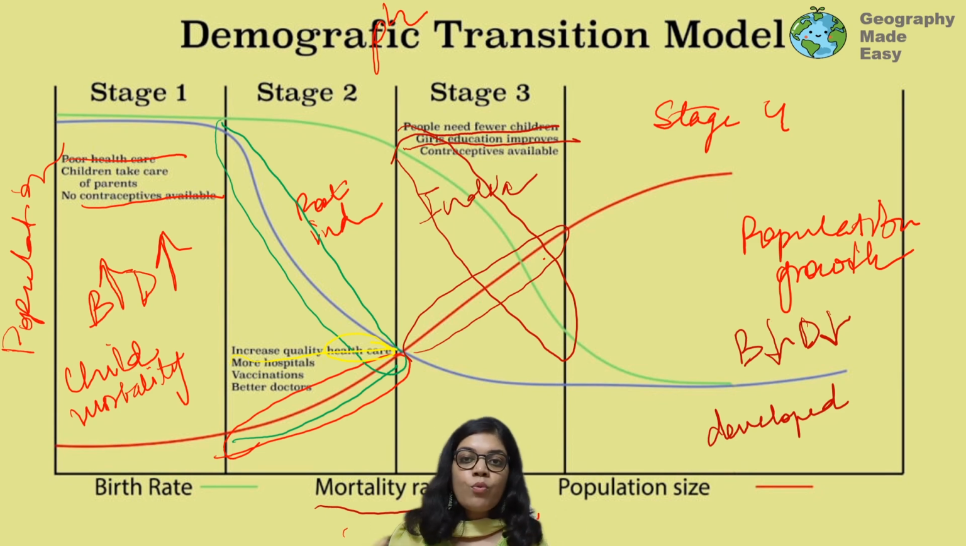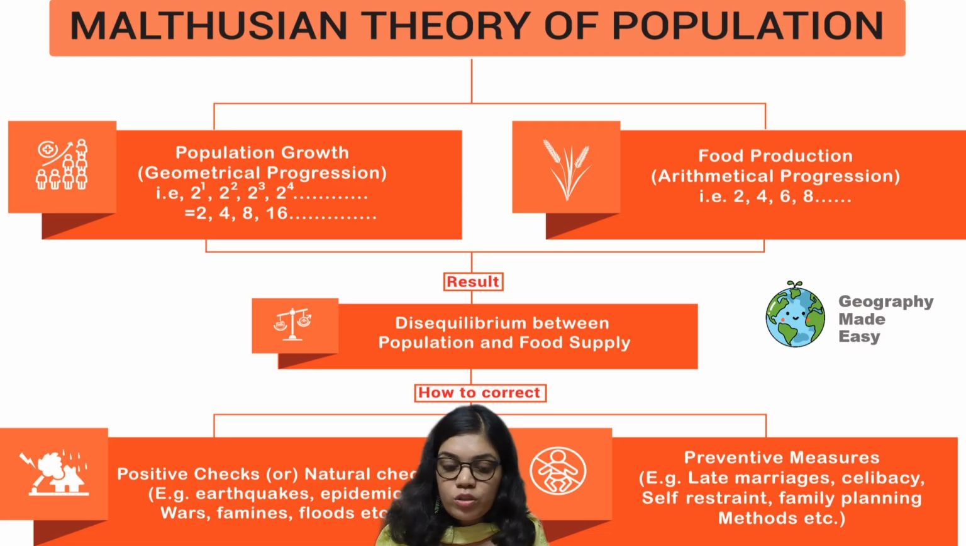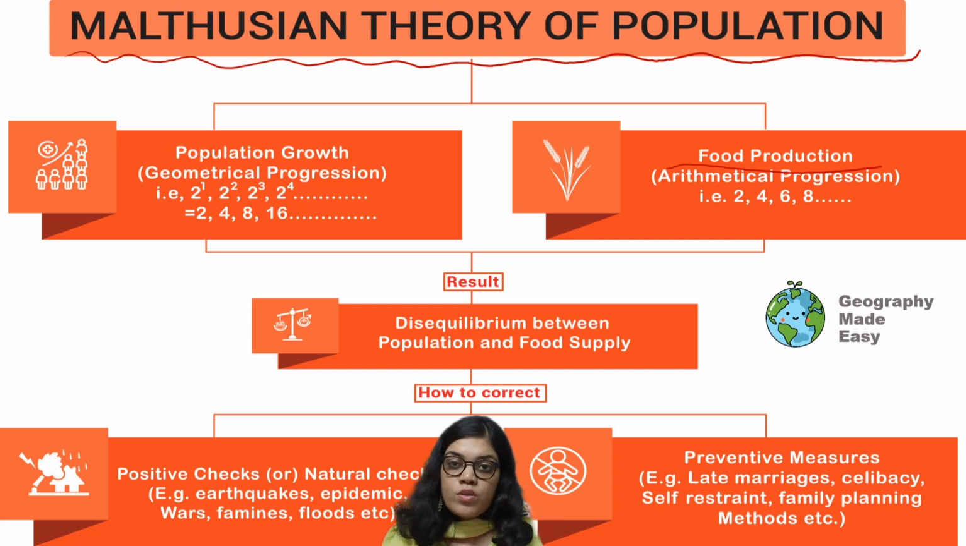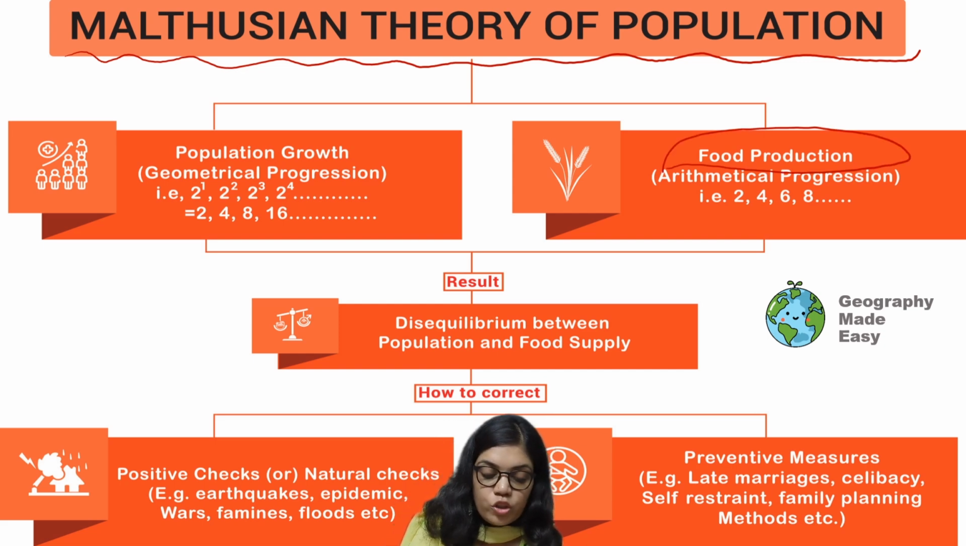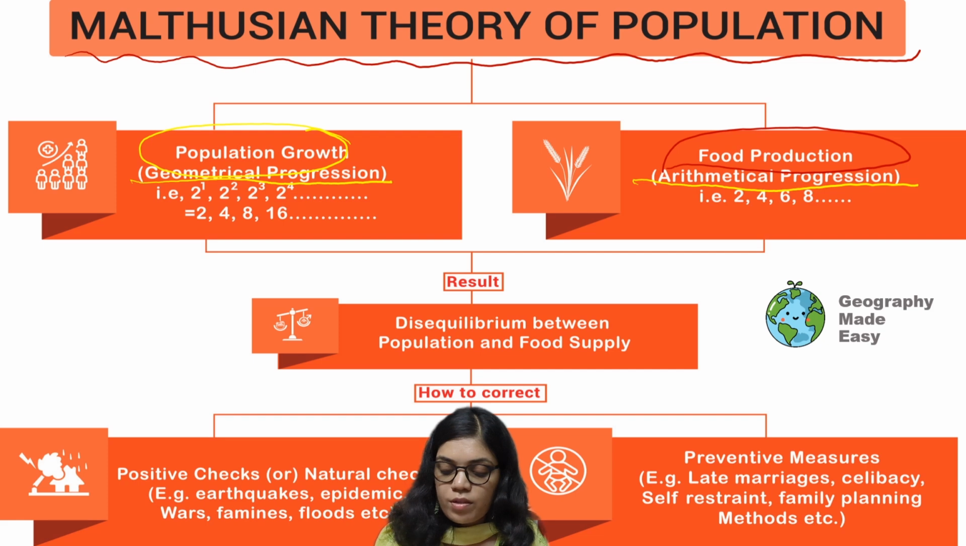Next, there is another more popular model which a lot of you have heard of, known as the Malthusian theory of population growth, where population growth is compared with food production. On one hand, we have population growth, which grows in the form of geometric progression, or GP. So if it is 2, from 2 it will go to 4, then 8, then 16, and so on. Whereas food production is finite, and it grows in arithmetic progression, where we have 2 plus 1 is 3, plus 1 is 4, plus 1 is 5.